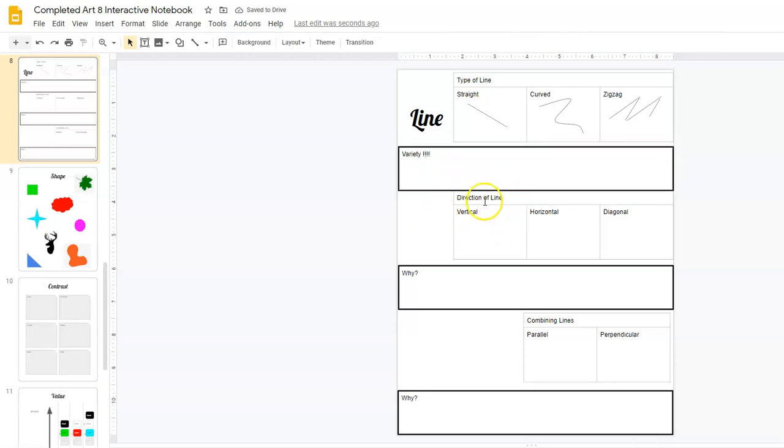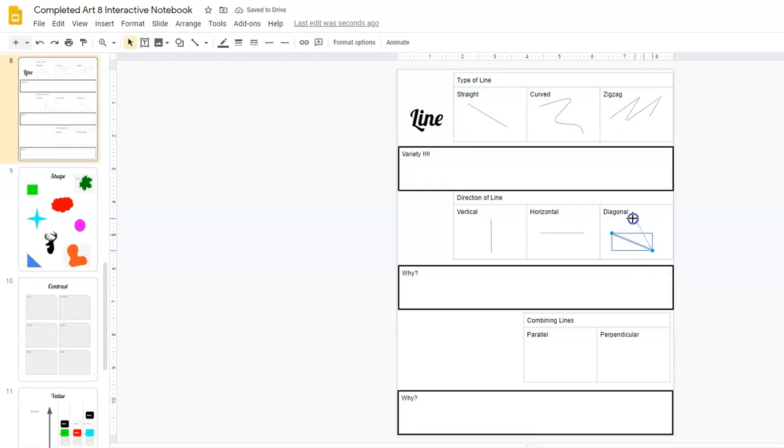Right, now we're going to hop down to the direction of line. Which way is your line pointing? So we're going to go back over here to our line tool. A vertical line is going to be a line that goes straight up and down. A horizontal line, like the horizon, is a line that goes side to side. And a diagonal line is literally any of these lines in between.